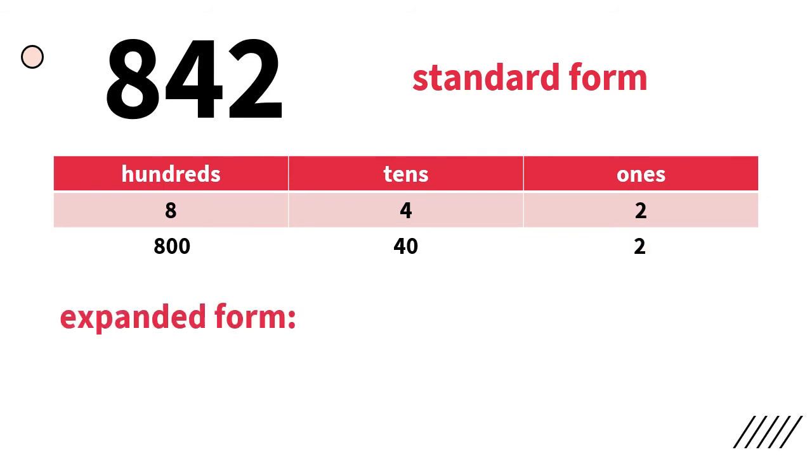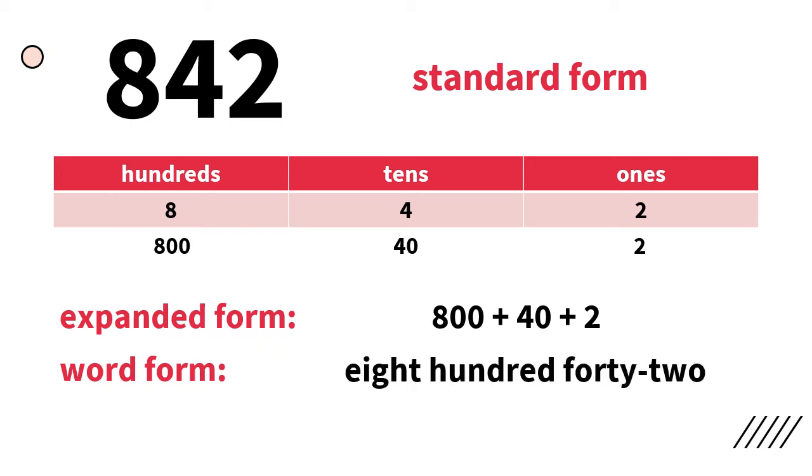So remember, I have that expanded form where I have to stretch out that number. I've already done the hard work, and I'm going to write it as those values added together. 800 plus 40 plus 2. And with word form, I just think about the number and how I would say it. 842, and then write it out. Don't forget to put that hyphen in between the 40 and the 2.